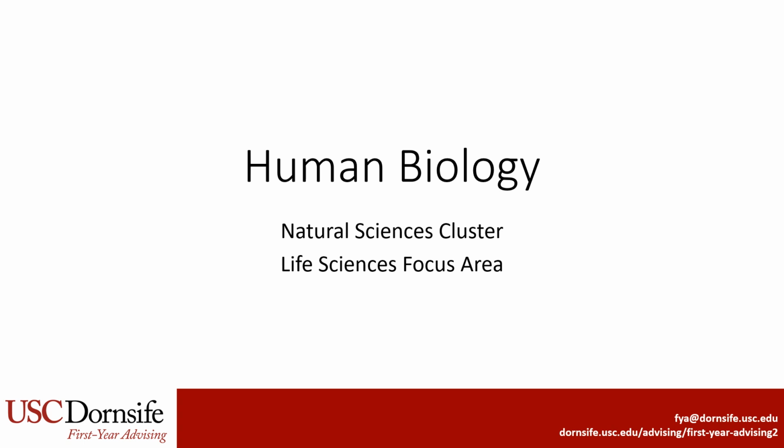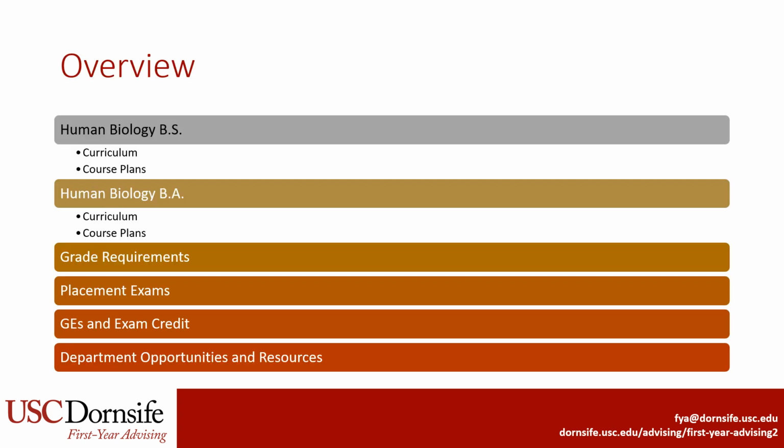Hello. Today we are going to cover the major-specific information for human biology, a major within Dornsief's natural science cluster. Human biology has two types of degrees, a Bachelor of Science, or BS, and a Bachelor of Arts, a BA.